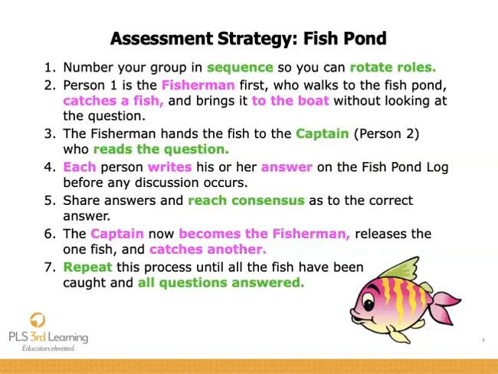The captain now becomes the next fisherman and walks to the fish pond to release the one fish, which means attaching it to the fish pond again, and catches another. The fish is handed to person 3, who is the next captain, and the process is repeated until all fish have been caught and all questions answered.